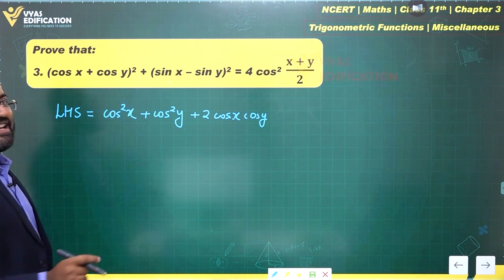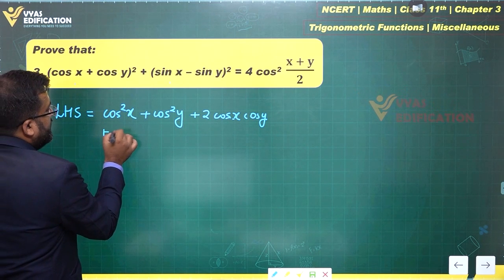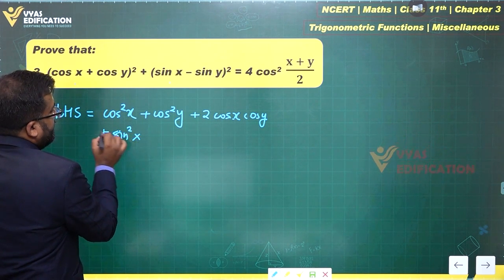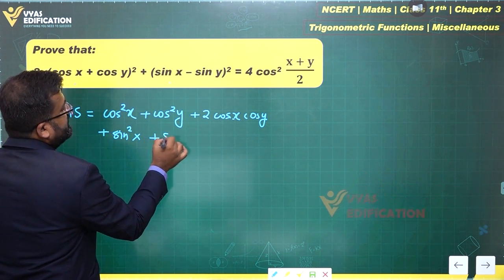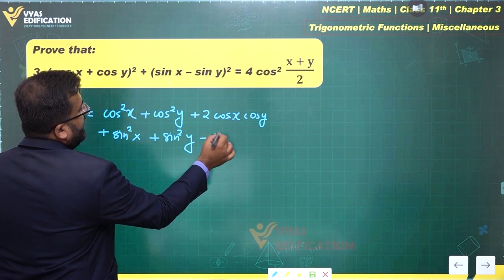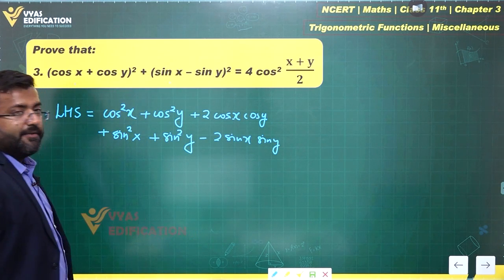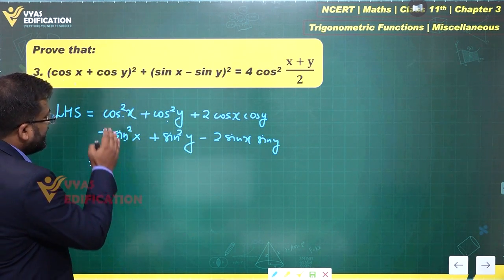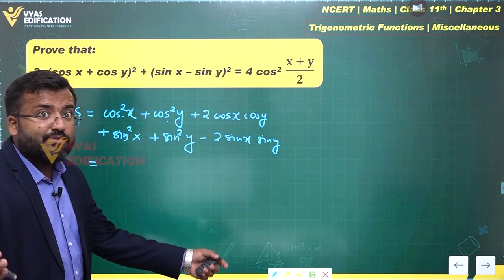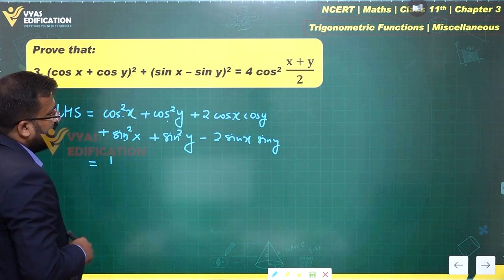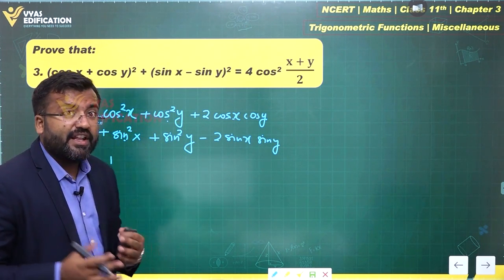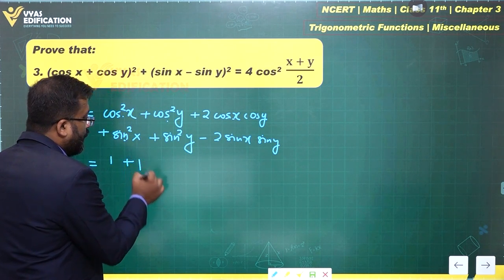Then you have (sin x minus sin y) whole square, which will be sin square x plus sin square y minus 2 sin x sin y. This is what you get, right? What to do about this? There is a cos square x and there is a sin square x. Let's add them together. What you get is a simple 1. There is a cos square y, there is a sin square y. Let's add them together. What you get is again 1.